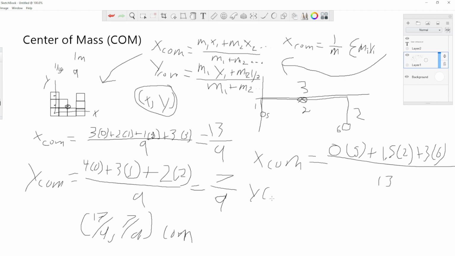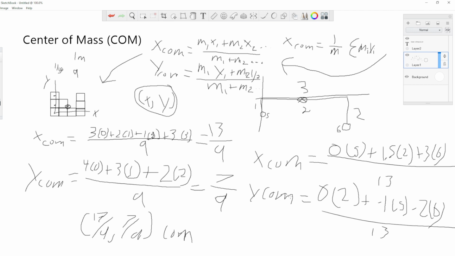And the y center of mass is going to be 0, and there's going to be 2. You go down 1. It's going to be negative 1, so it's going to be negative 1 times 5. And then that's going to be negative 2, because it goes down 2, times 6. Divide the whole thing by 13. So let me plug these in real quick.